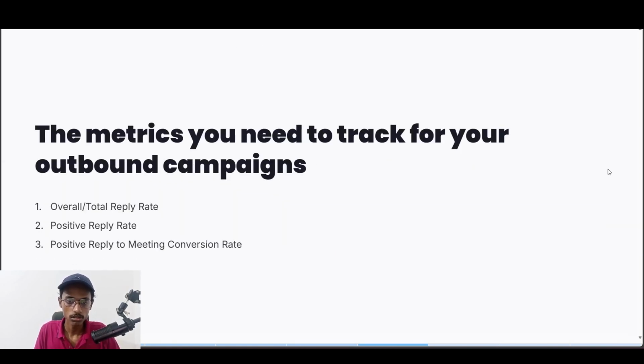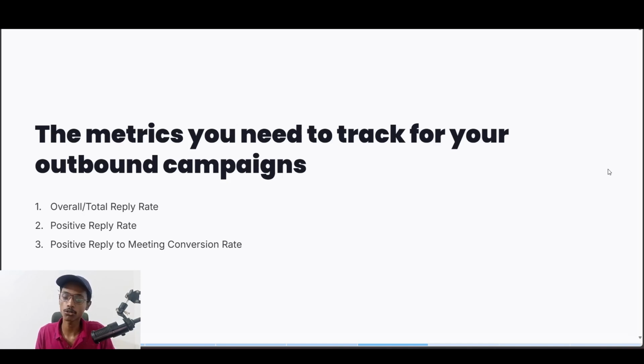So, firstly, let's talk about the metrics that you need to track for your outbound campaigns, right? Number one, you need to track your overall or total reply rate, and then your positive reply rate, and then positive reply to meeting conversion rate. These are the key three metrics that you need to track when it comes to your outbound campaigns.